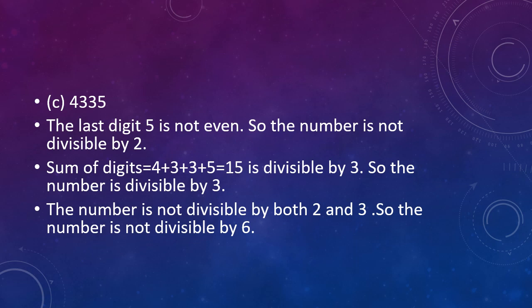4335. The last digit 5 is not even, so the number is not divisible by 2. Sum of the digits 15 is divisible by 3, so the number is divisible by 3. The number is not divisible by both 2 and 3, so the number is not divisible by 6.